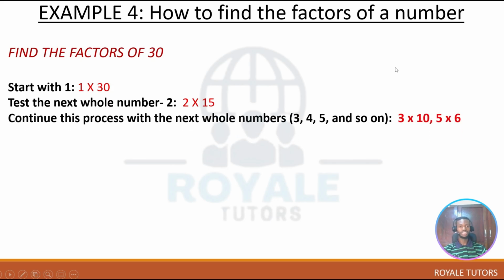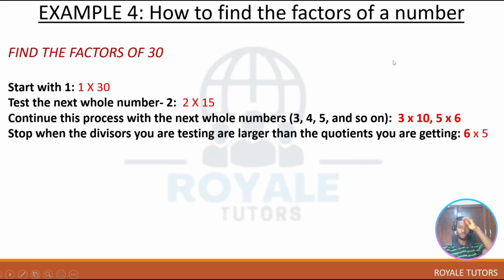Continue the process with the next whole number. So we know that what? 3 can divide 30 10 times, and 5 can divide 30 6 times, but 4 cannot divide 30. Also, you need to stop when your divisor is larger than your quotient. That is, in the case of 6 times 5. So what do we do in the case of 6 times 5? We know that 6 is already greater than 5. So this will not go with us.